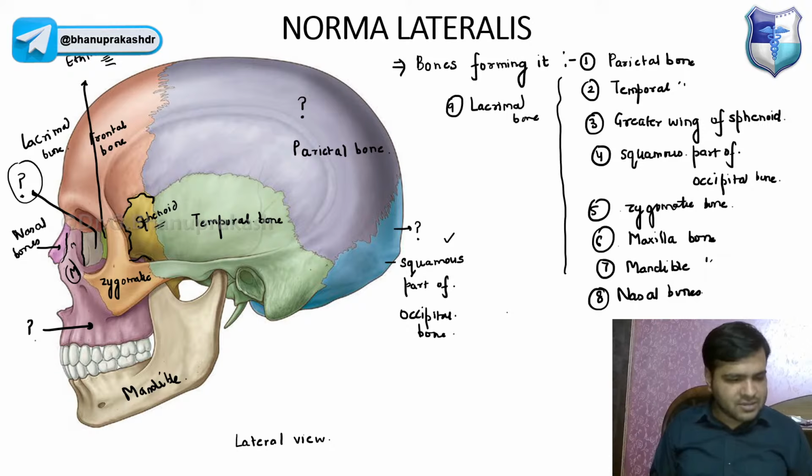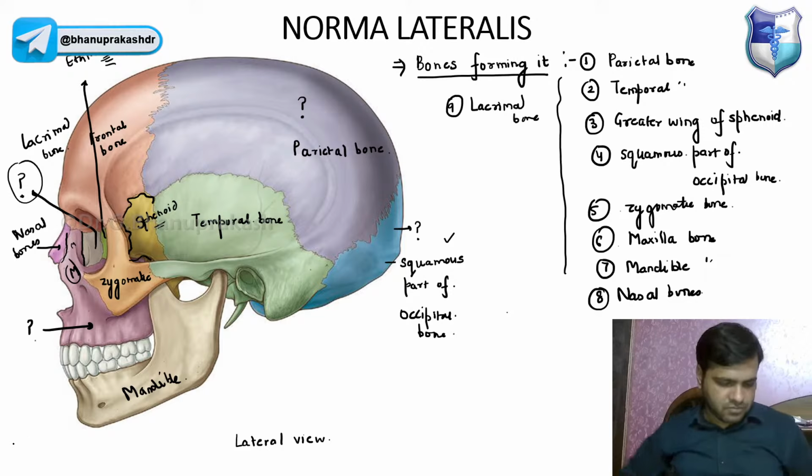Is this clear to everyone? I hope this is clear, everyone. Just give me a thumbs up in the chat box. Quickly give a thumbs up if the bones are done. Bones are done. Norma Lateralis, the bones are done. Mihir, very good. Mukesh, Osama, very good.